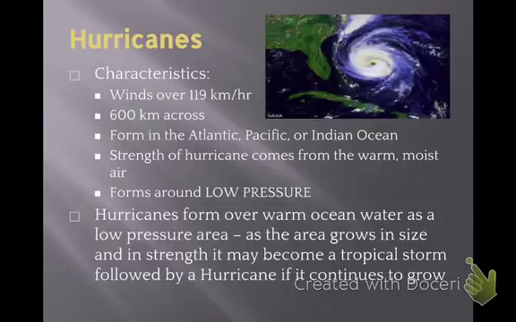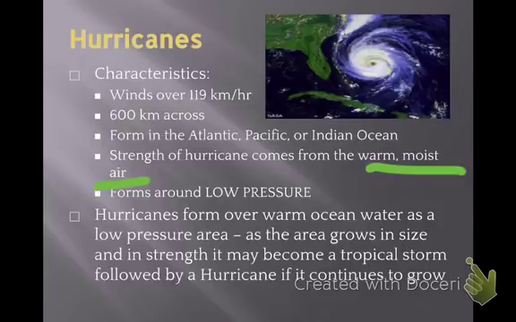And last but not least, we all know about hurricanes because we've been looking at them for the last couple weeks. Here are their characteristics. They have to have winds over 119 kilometers per hour. They are at least 600 kilometers across. They form in the Atlantic, Pacific, or Indian Oceans. The strength of them comes from the warm, moist air. And we talked about that especially with climate change. If our oceans are warming up, our hurricanes are going to continue to gain strength even as they move further north instead of dying down.